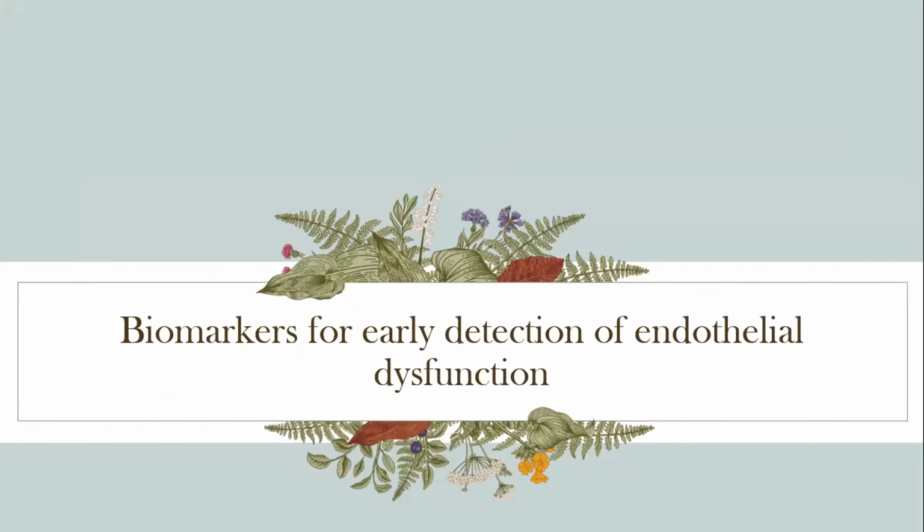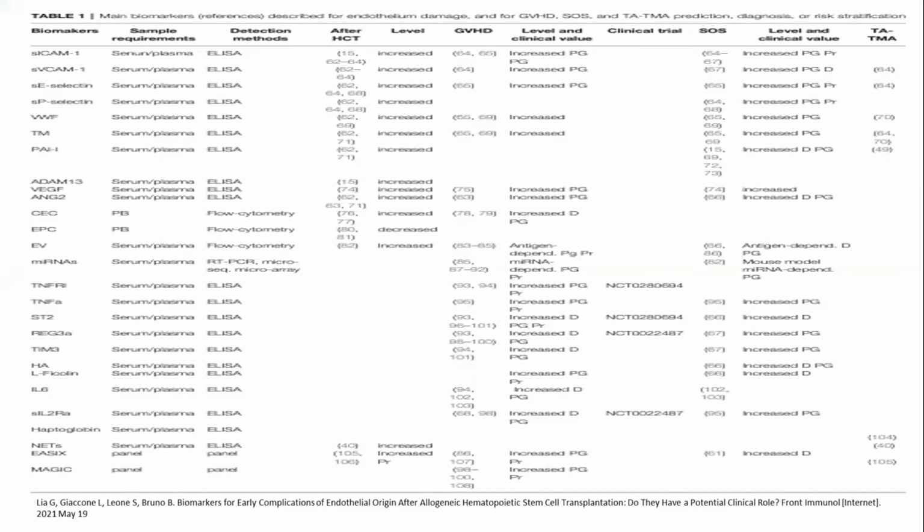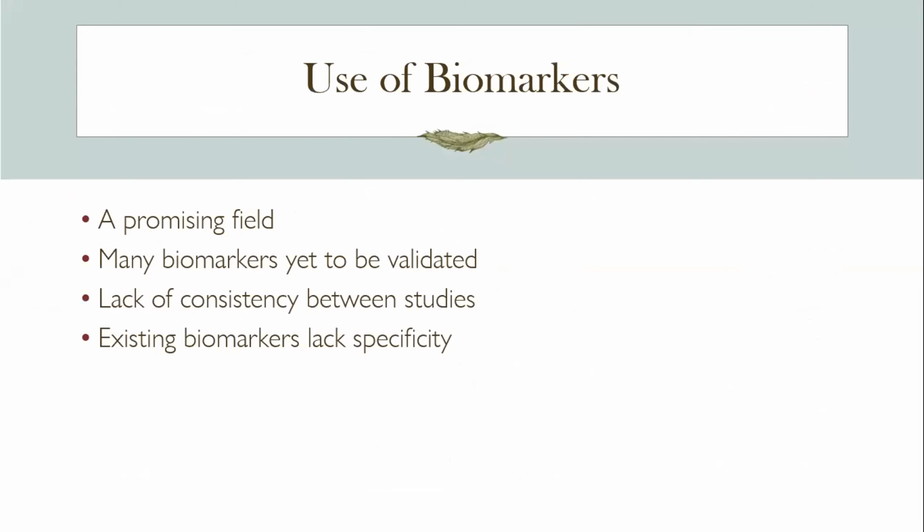I'm just going to briefly say something about the use of biomarkers for early detection of endothelial dysfunction. This is a field that's not really validated, but there are thoughts that if certain biomarkers can be measured earlier within the transplant period, then we could determine whether the patient is at higher risk of developing TMA or any of the other endothelial syndromes. But the concern is that the biomarkers are not yet validated. There's a lack of consistency between different studies, and they also lack specificity because a lot of the biomarkers can be increased with infection or any other stressors.